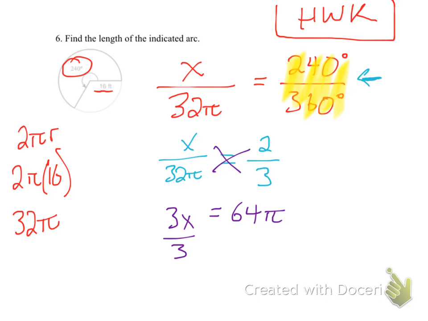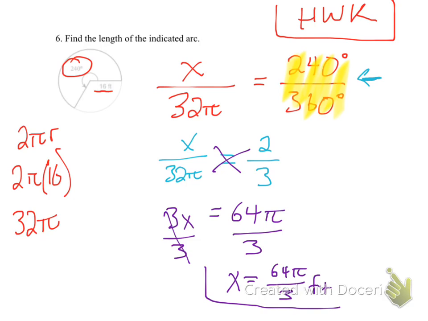Divide by 3 on both sides. These cancel out, and so I get x equals 64 pi divided by 3 feet. That is going to be my arc length in terms of pi.